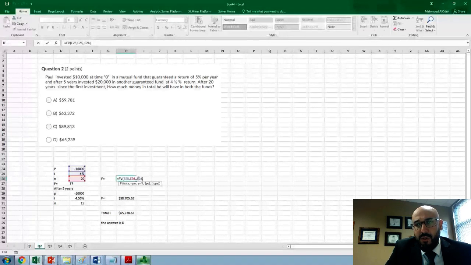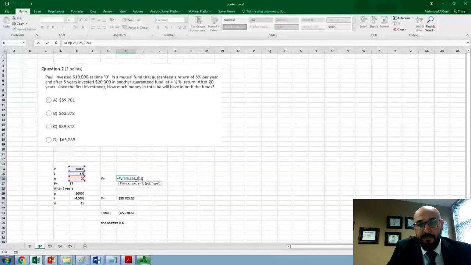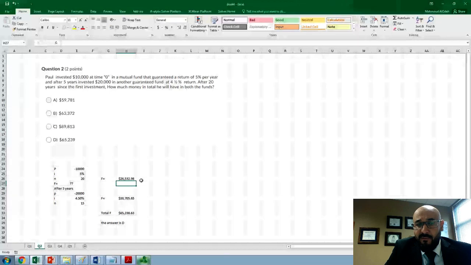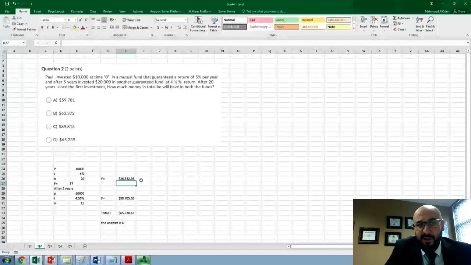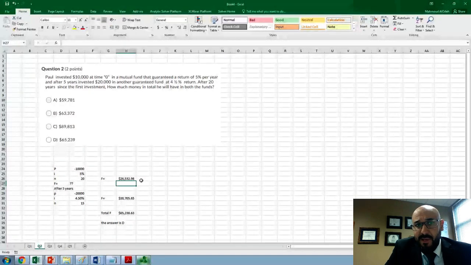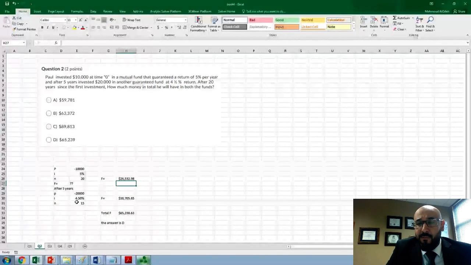However, since you invested, you paid this amount, you have to make it a negative amount. So the 10,000 is equivalent to $26,532 if we leave this 10,000 for 20 years at an interest rate of 5%. Now the second transaction, which is $20,000, we invested after 5 years, and we leave that for 15 additional years at 4.5%.